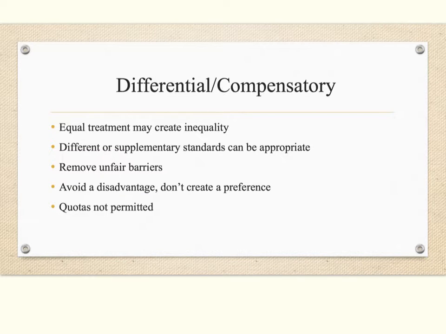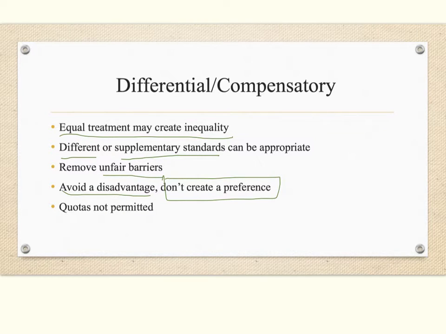The next type of affirmative action is the differential or the compensatory affirmative action. This type of affirmative action looks at equal treatment as possibly being inequitable, meaning there may be some unfair barriers that could be in the policies. And because of that, we possibly want to treat students differently, or we want to offer some supplementary standards. And that's appropriate as long as we're doing it with the intent to avoid disadvantaging the student any further because of their race or gender. We do not do these types of policies to create a preference. Again, the whole goal of this is to avoid discrimination, not create discriminating a different group of people.